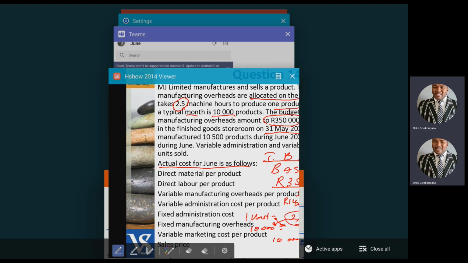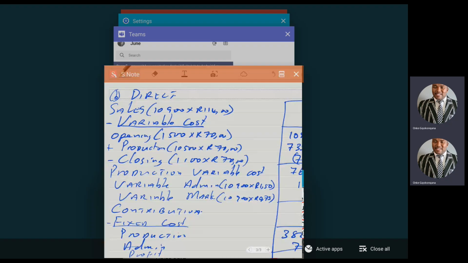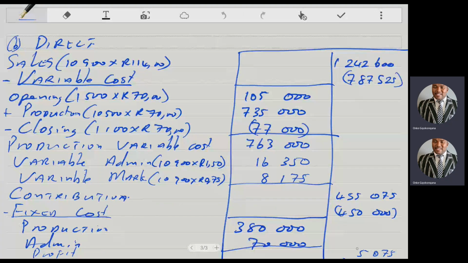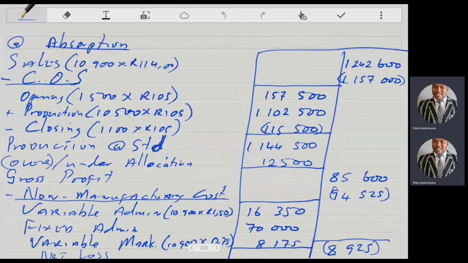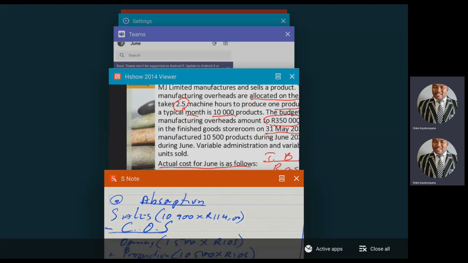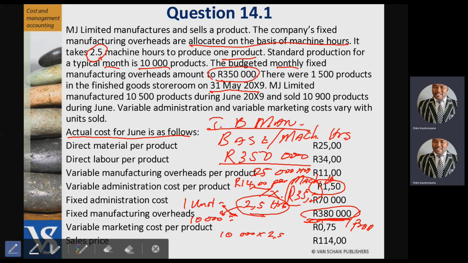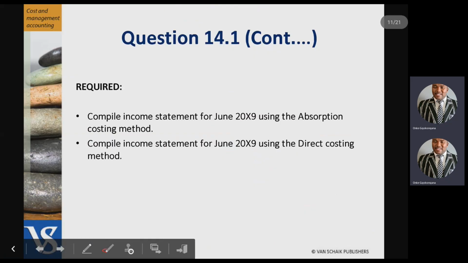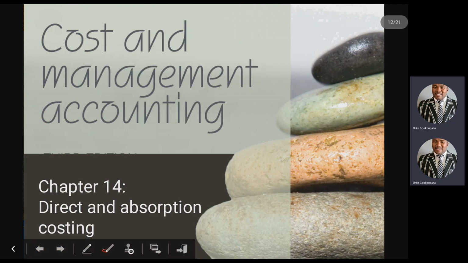And again, we've got this challenge or problem, because we're using the same figures here, yet on the other side, in the direct, we've got a profit of 5,075. But when you check it in the absorption, you've got a loss of 8,925. So they say that once your final answer is not the same, then you need to reconcile. But we are going to look at that on Monday when we meet in our live virtual class. So that's the end of today's session.